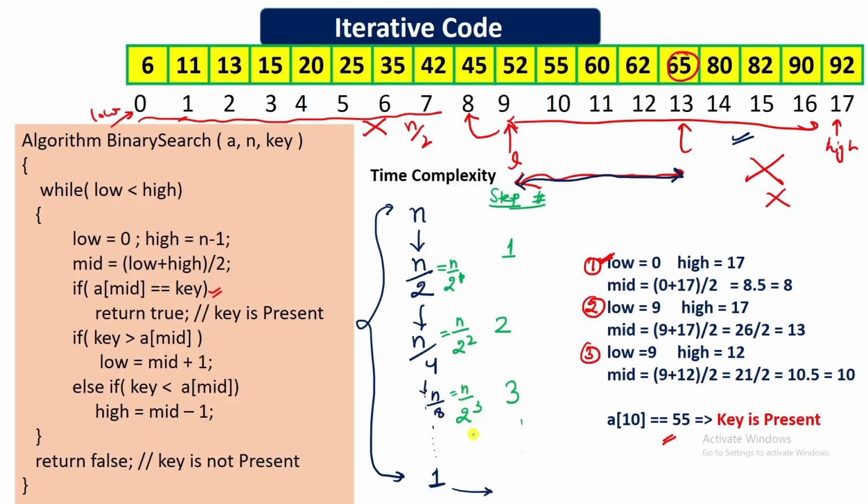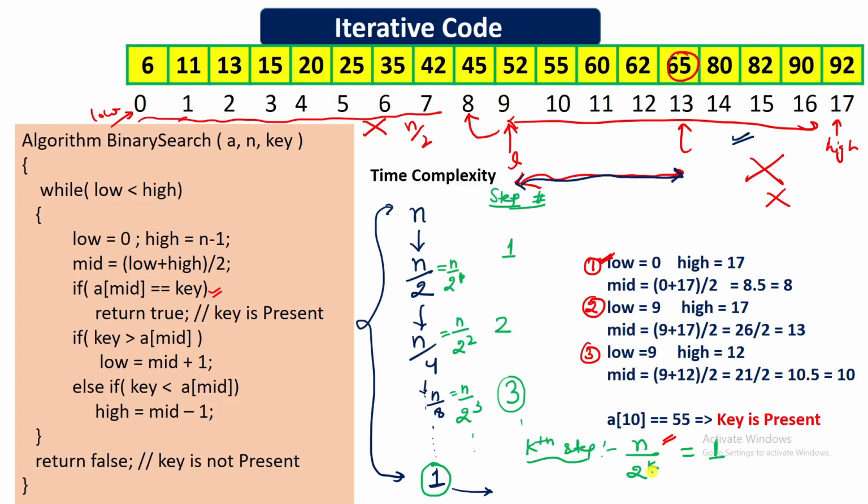3 is 8. So in some kth step, how many elements will you be left with to search? In the kth step you will have only n upon 2 to the power k elements in which you have to search for your number. And when this n by 2 to the power k reaches 1, only a single element will be there, then you can stop. Basically when this whole thing becomes 1, then you will stop. Now you have to find how many steps there are, that is, you have to find the value of k.